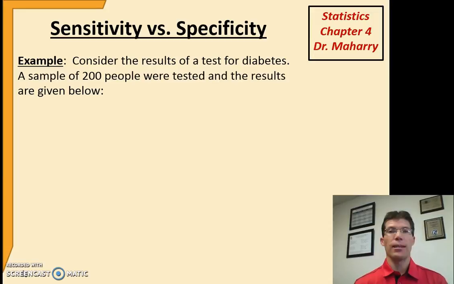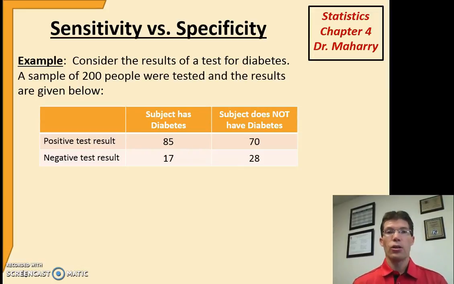So let's look at an example. Suppose we have a test for diabetes. We sample 200 people, and here are the results. So some of the subjects had diabetes, some of the subjects did not. Sometimes the test came back positive, indicating diabetes was present. Other times it did not.